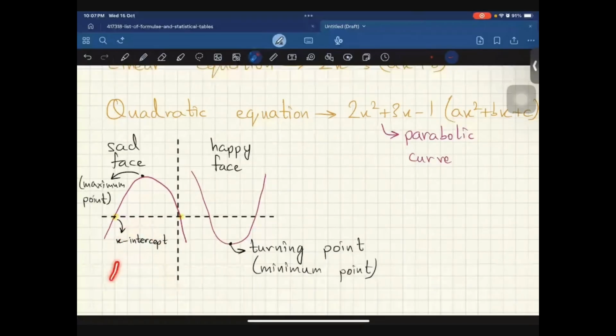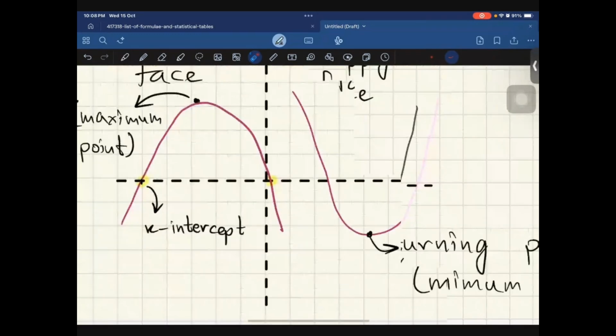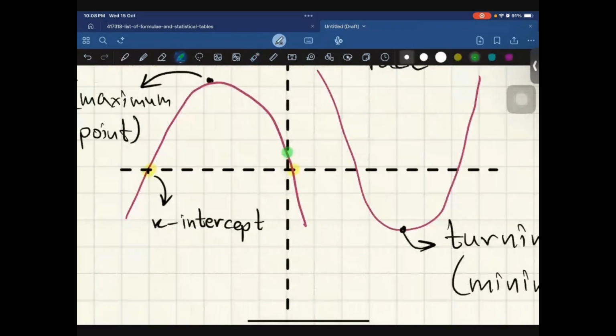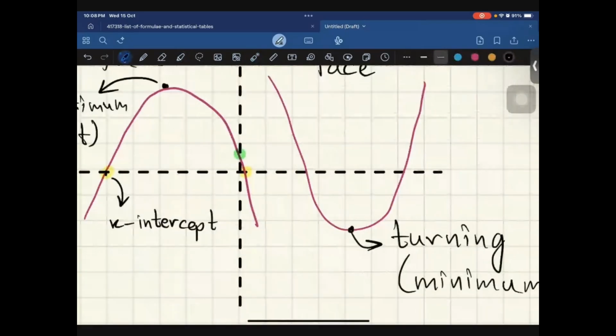Okay. If it's like this, with its turning point on the x-axis, it will have one x-intercept, which is the same as the turning point. All right. And if it's like this, then it has two x-intercepts, which you can see over here, where it's cutting the x-axis twice. That's the x-intercept. And similarly, there's a y-intercept, where the quadratic curve cuts the y-axis. So this is our y-intercept. All right.